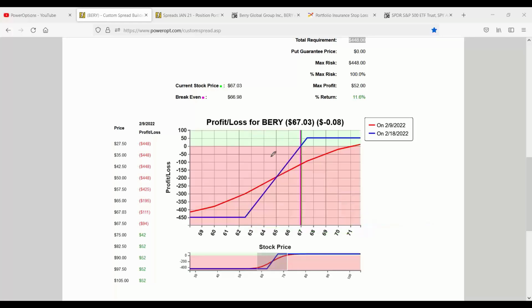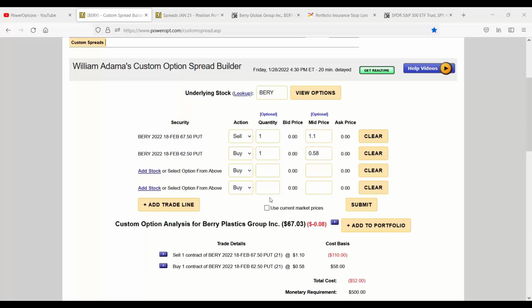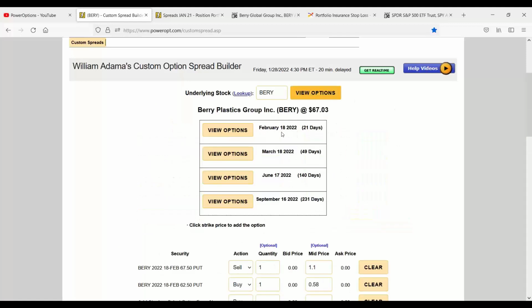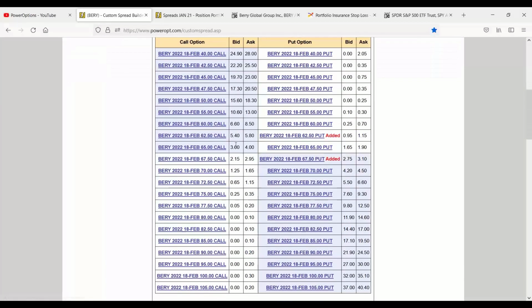You could also do this if you were in a bear put debit spread, for example, and the stock started to go bullish and you wanted to flip it, you could convert the bear put debit into hopefully a bull put credit if the numbers work. So let's just see first if a pendulum adjustment would work in this scenario. What do we have to do? We have to sell to close the 62.5.